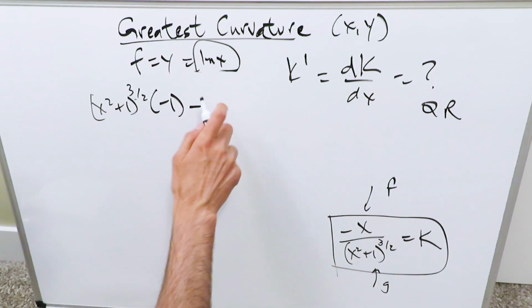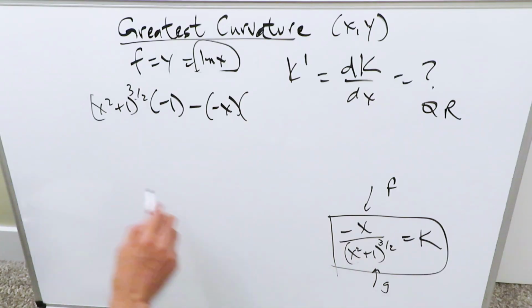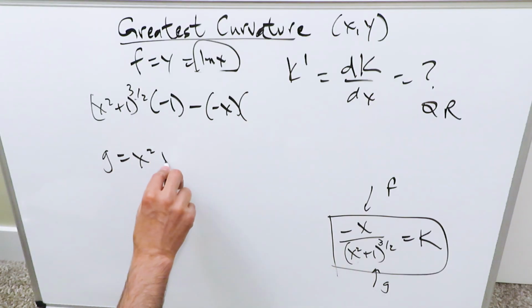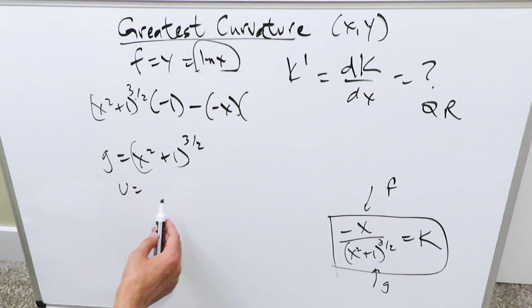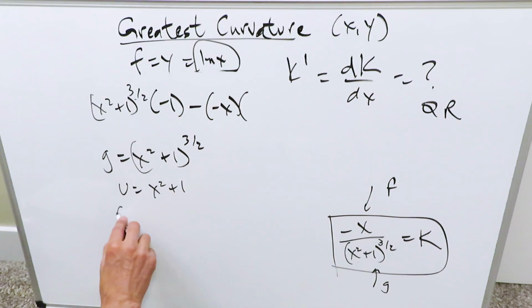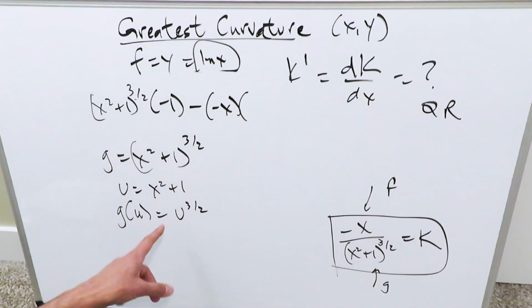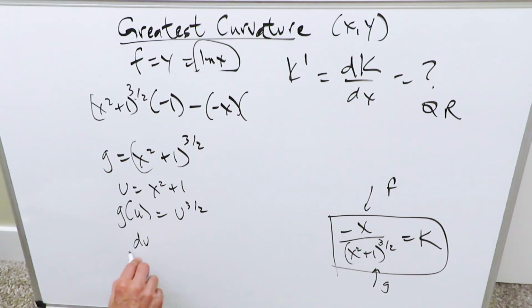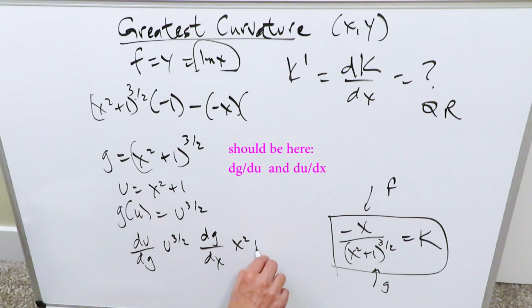And then the minus from your quotient rule, you have your f function, which is minus x, times the g function derivative of this. You know your g function is equal to x squared plus 1 to the power of 3 over 2. If you do a u substitution, u is equal to x squared plus 1, then the g function with regards to u is equal to u to the power of 3 over 2. You have to do the chain rule here. You'll do the derivative of this, u to the power of 3 over 2. Then you'll do u with respect to the x variable, x squared plus 1.